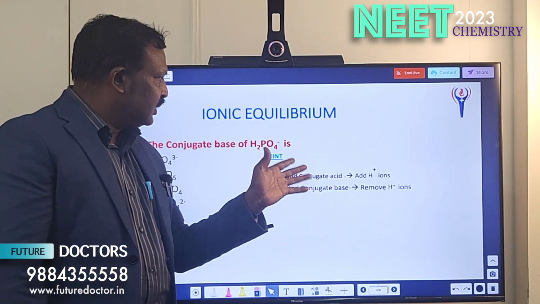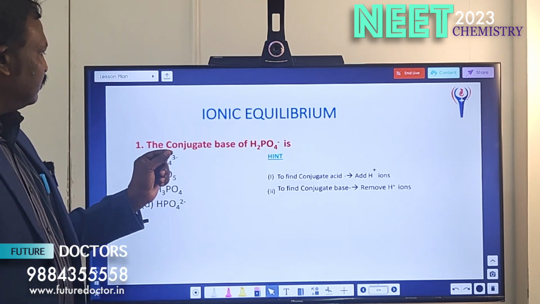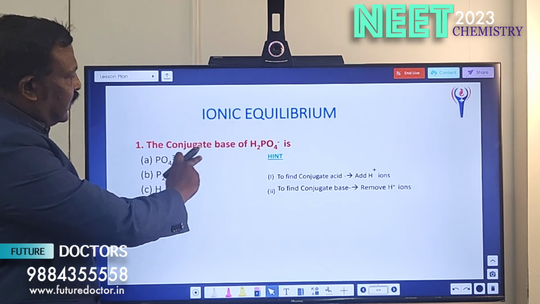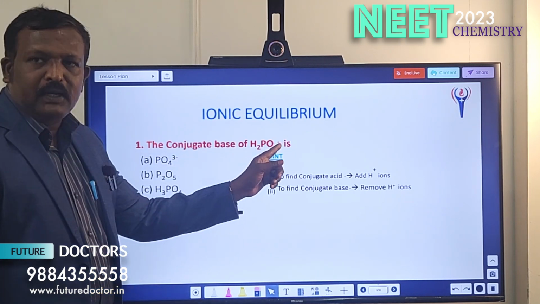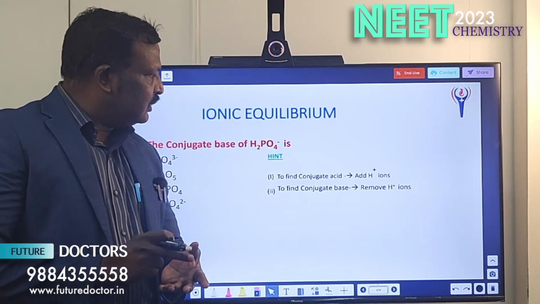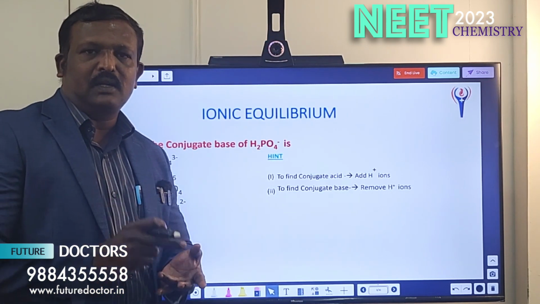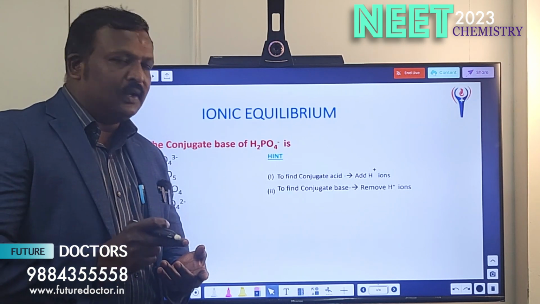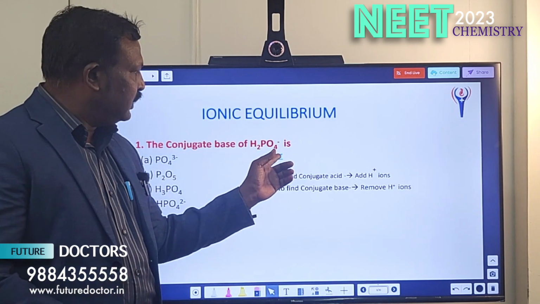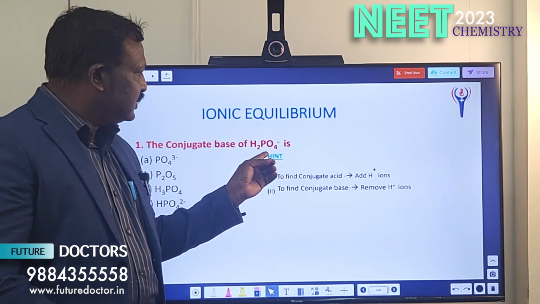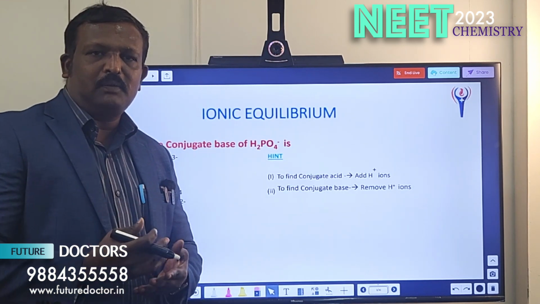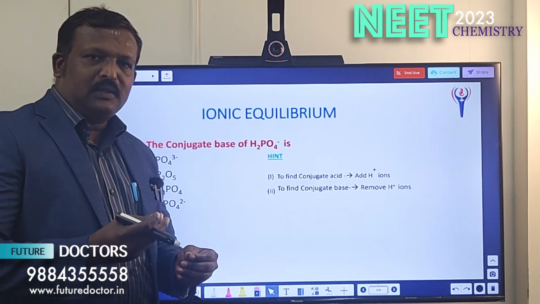Understood? Now see the first sum in ionic equilibrium: the conjugate base of H2PO4 minus is. In acids and bases, we have three kinds of theory: the Arrhenius concept, the Lowry-Bronsted theory, and the Lewis acid theory. This is based on the Lowry-Bronsted theory. So it says acid means proton donor, and base means proton acceptor. You should know this.